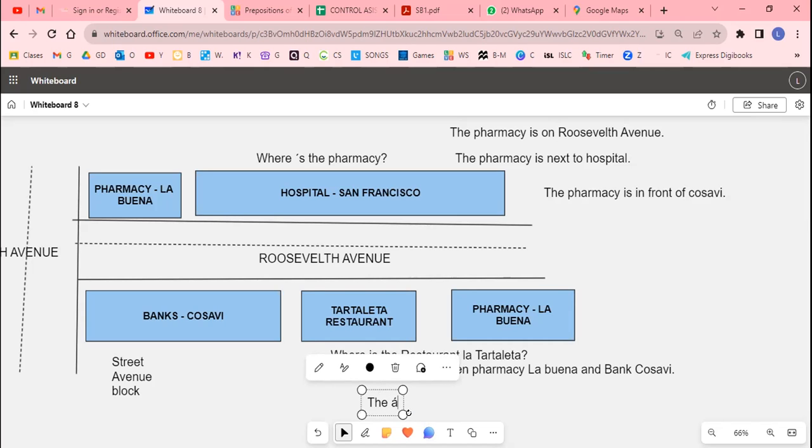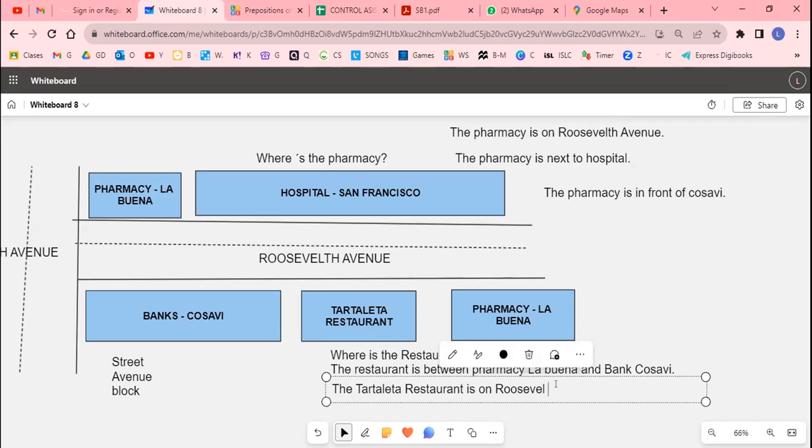Entonces, sería the pharmacy, si solo me dice la calle, it would be la avenida, I mean. Pharmacy is on Roosevelt Avenue. I'm sorry, the Tartaleta Restaurant. The Tartaleta Restaurant is on Roosevelt Avenue between, como me dijo, between Farmacia La Buena and Banco Sabi. Sí, se puede. Si te sabes las calles, great. Good, that's perfect. Vamos a hacer una con calle, porque ahí está pues avenida, no es calle, Roosevelt Avenue.